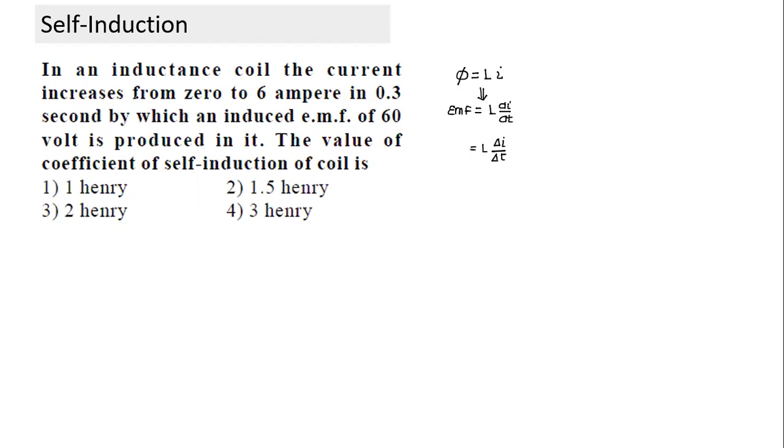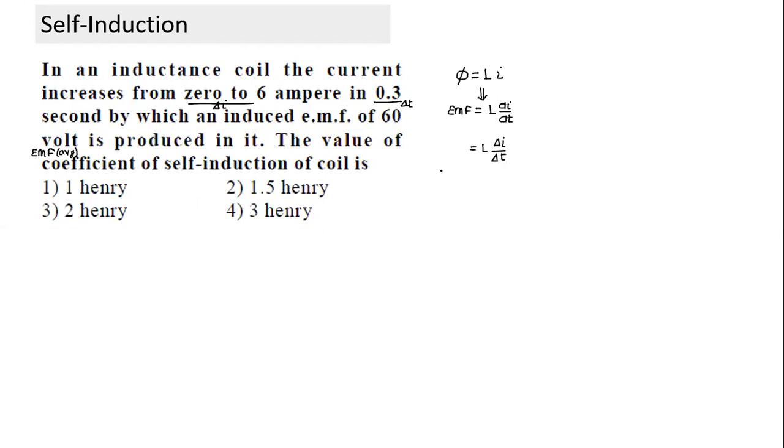And this question is simple to solve. Let's look at what the question is. If in an inductance coil, current increases from 0 to 6, what is given here? Delta I is given. In 0.3 seconds, delta T is given, which produces induced EMF of 60 volts. So this induced EMF is also given. Actually, this is the average value, not instantaneous. What is the value of coefficient of self-induction of the coil?